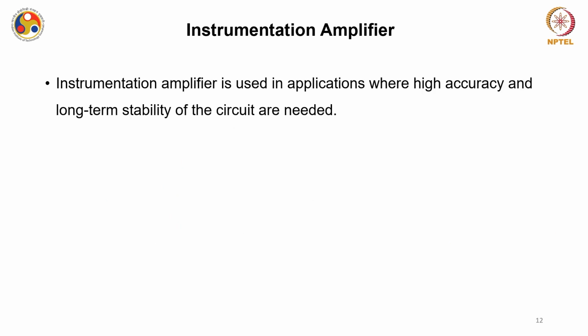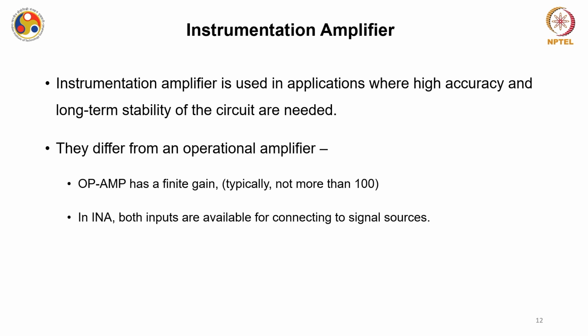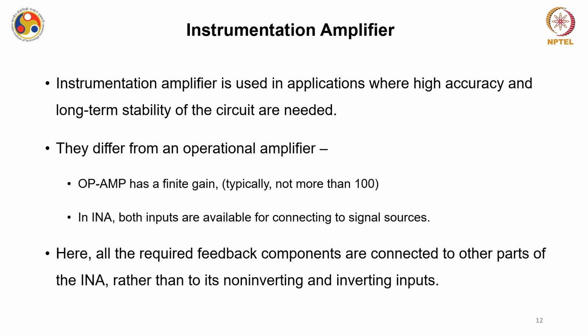So this IA is used in applications where high accuracy and long term stability of the circuits are needed. Please do not get confused between the op-amp and instrumentation amplifier. You have seen that you need multiple op-amps to make an instrumentation amplifier. An op-amp has a finite gain and this IA has much higher gain as compared to an op-amp. In an instrumentation amplifier both inputs are available for connecting the signal sources, which is not possible in an op-amp.